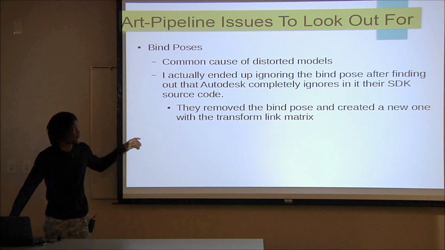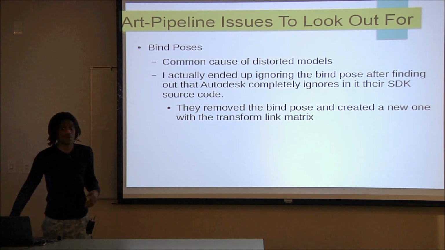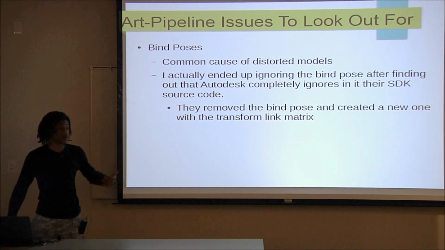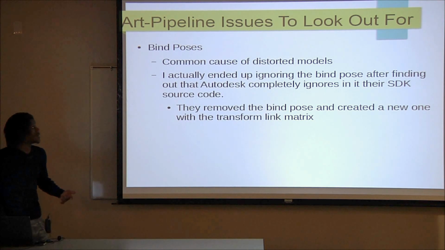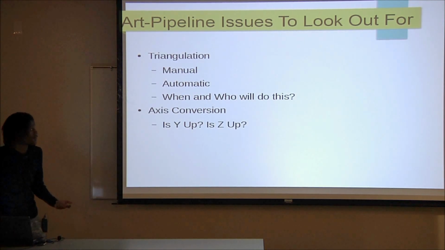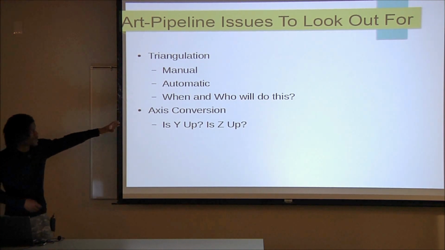So if you do have a spaghettified or distorted looking model, keep in mind that not having a bind pose or having a bad bind pose could be one of the causes of that. Another issue is triangulation. So you can have manual triangulation, automatic triangulation.